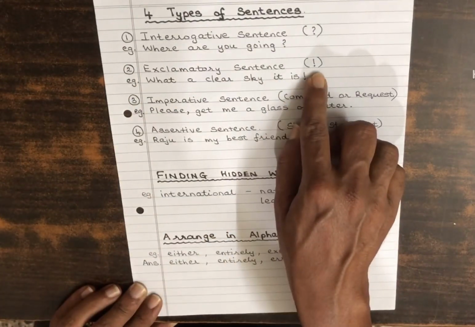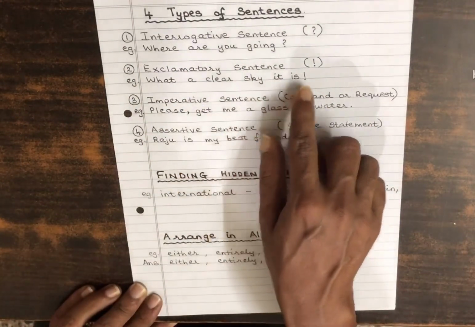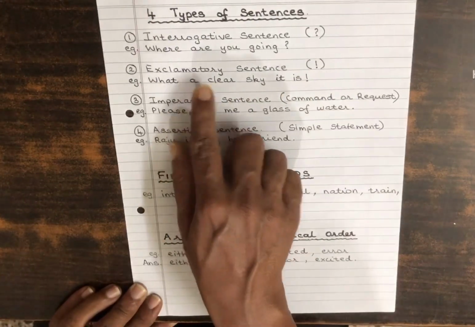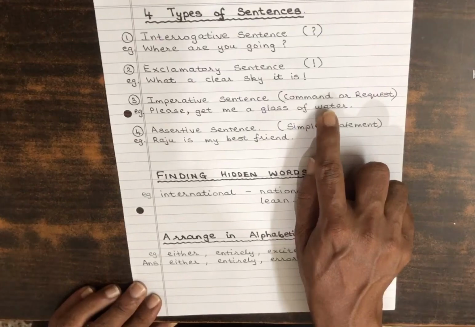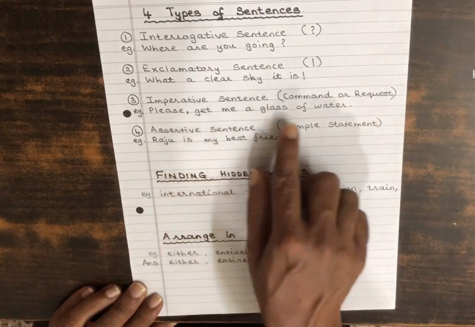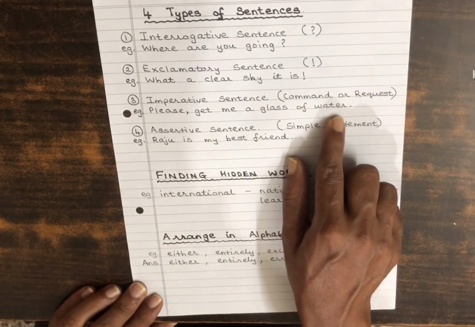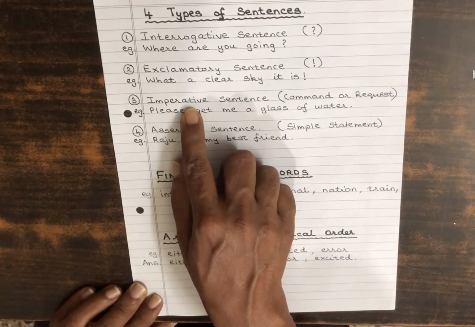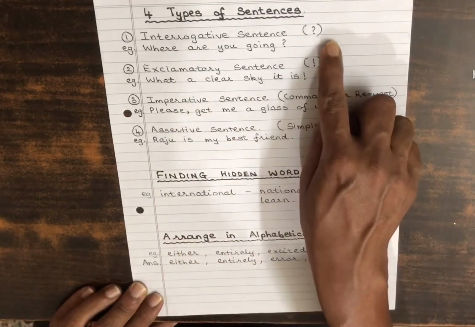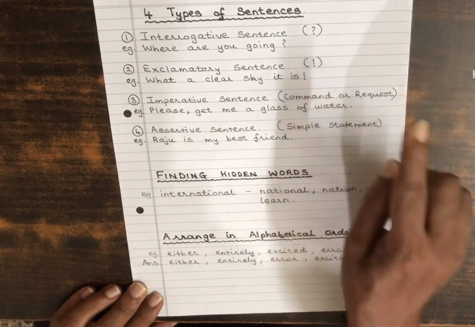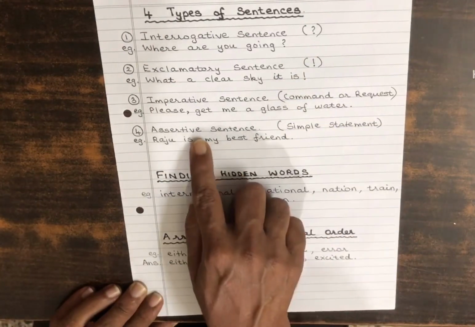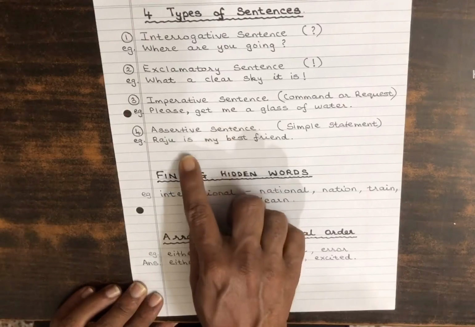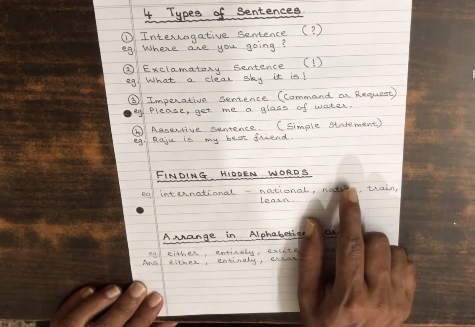If you see an exclamation, just write what a clear sky. Exclamation mark, write exclamatory sentence. If you find an order, request or command, please get me a glass of water. So it's a request, please. Then it is imperative. If it's not a question mark, if it's not an exclamation, it is not a request or command, just a simple sentence, then it is an assertive sentence. Raju is my best friend.